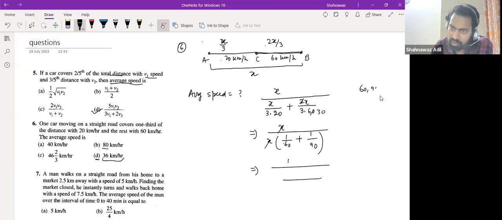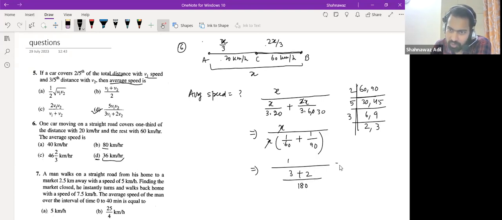How much is that? This is 30 and this is 45. Then this is 6 and 9, and then this is 3 and 2, so we have how much? 180, right? Yes, 180. So this is 3 and this is 2, so this would be 180 divided by 5. So this is 36 kilometers per hour. Yes, correct.